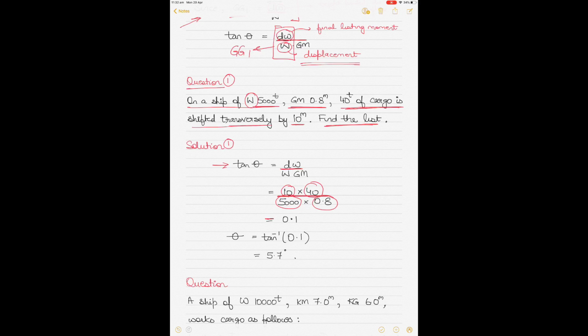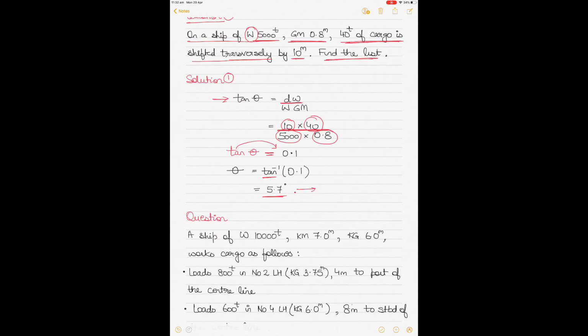So if you put these values in the formula here, tan theta will be equal to 0.1. Take tan to the other side, makes it tan inverse of 0.1, which is 5.7 degrees. So the final list is 5.7 degrees if 40 tons of cargo is shifted transversely by 10 meters on this vessel.